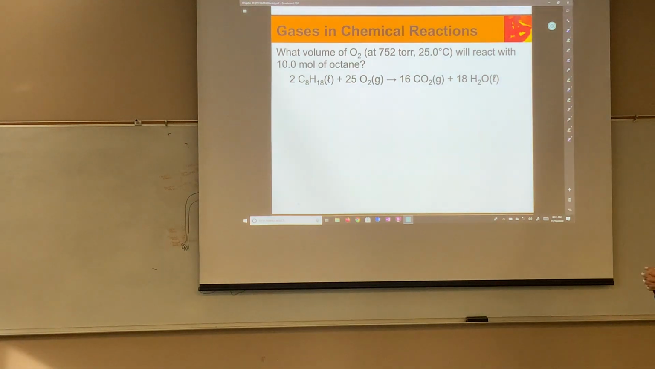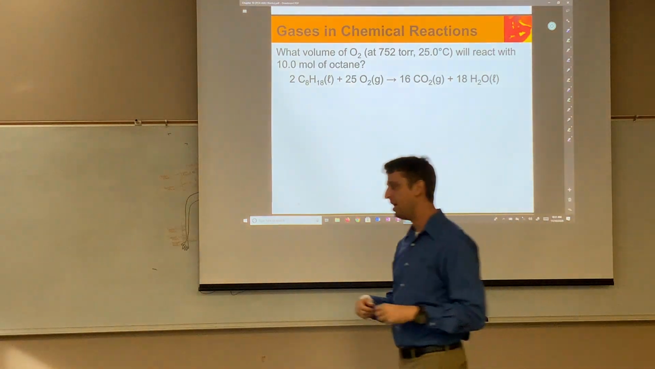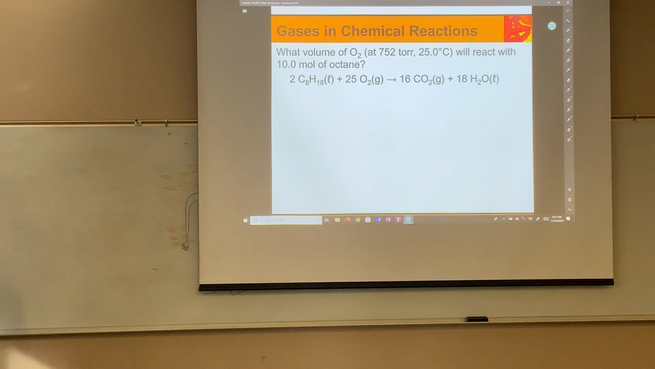So now that we have our stoichiometry, we can convert moles of octane into moles of oxygen. So we can get that set up. 10 moles of octane, for every 2 moles of octane, 25 moles of O2. Okay, and if we do that, 125, right? Moles of O2. That's a lot of moles.